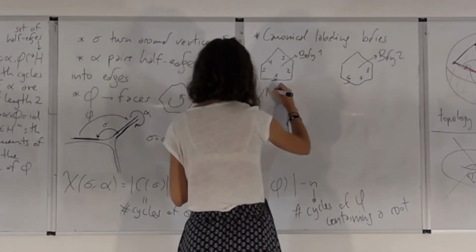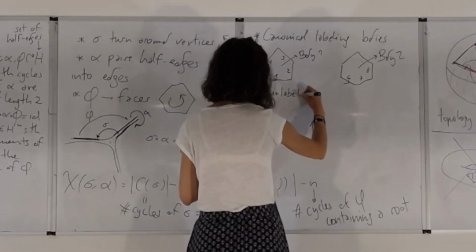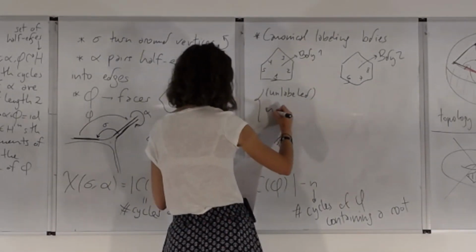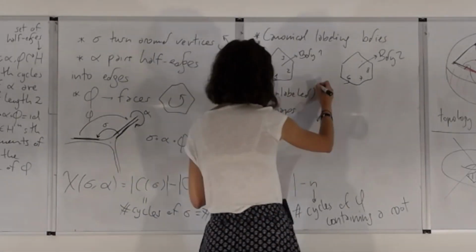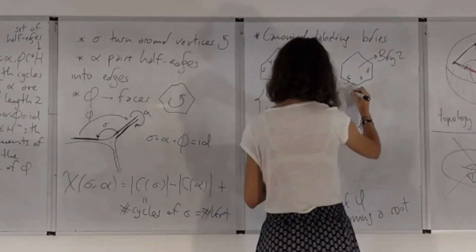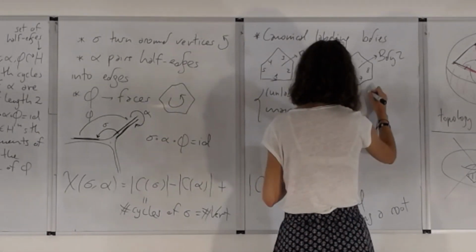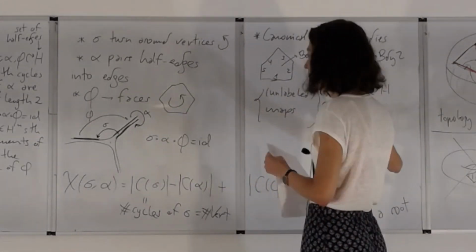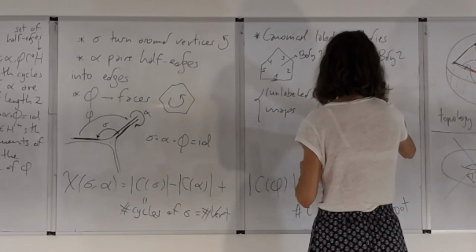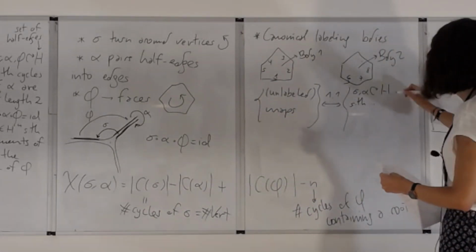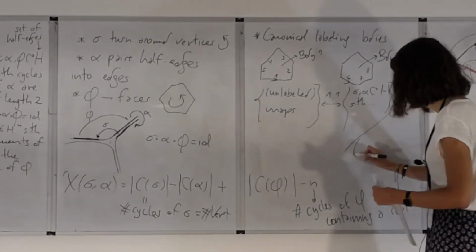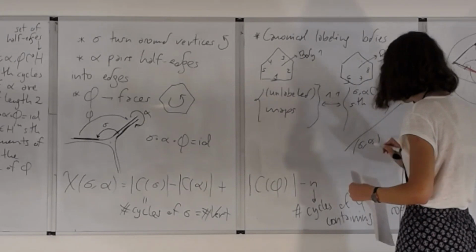So now, unlabeled maps. I'm putting it in parentheses because this is what I call maps in the whole lecture, but I want to emphasize that it's unlabeled. They are in one-to-one correspondence with a sigma and an alpha acting on the half edges. Again, I'm omitting the phi because you already know that it's redundant, such that exactly the same as before, so I'm not going to copy it again. And now you need to quotient out by something. So you just want to identify the sigmas and alphas.